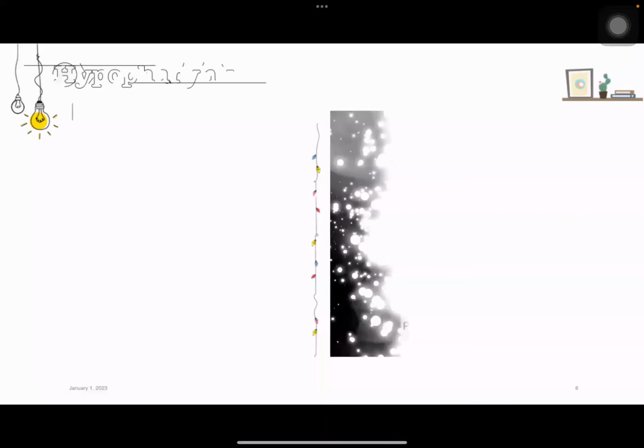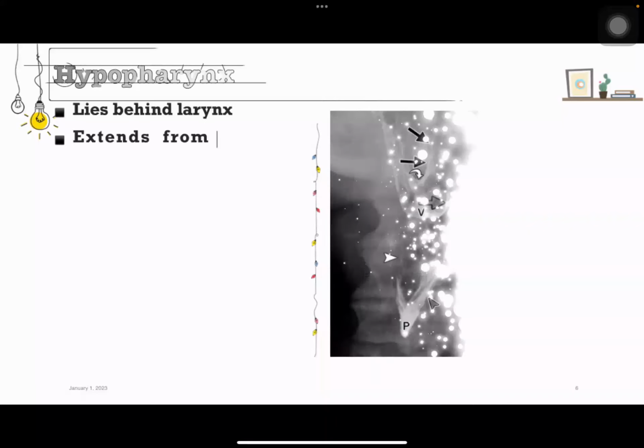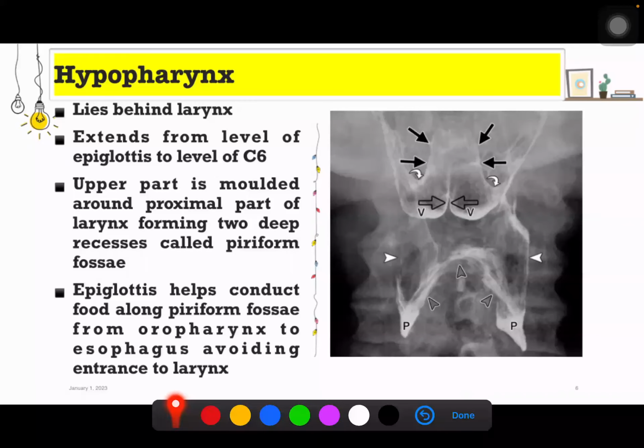Regarding hypopharynx, it will mold around the proximal part of the larynx, forming two piriform fossae, which will help to divert food laterally away from the larynx into the esophagus. This part is epiglottis, and in front there is a recess on either side formed by median glossoepiglottic fold called valleculae. Some filling of valleculae and piriform fossa is a normal finding, but overfilling may lead to aspiration.